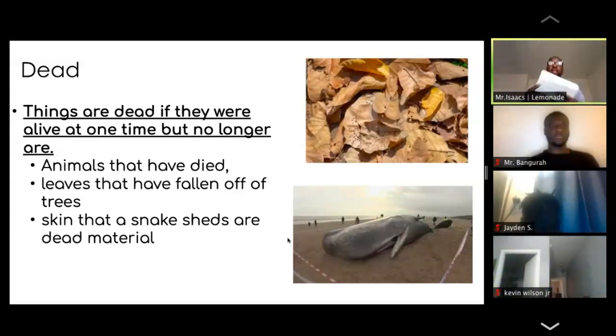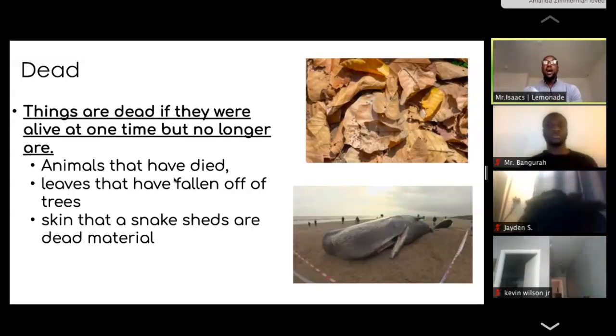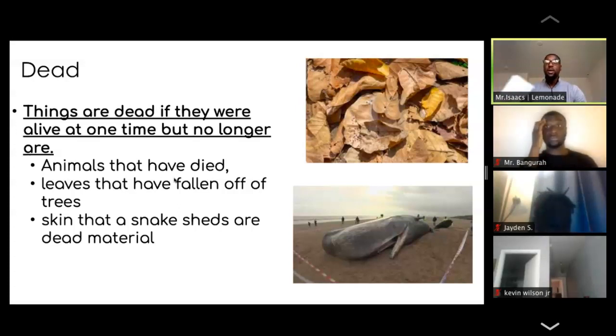So some examples of things that went from being living things to dead are animals, right? Animals that have died are considered dead. Leaves that have fallen off of trees are considered dead. Skin that a snake shed is considered dead material. And if the tree was cut and fell down, that would also be considered dead as well. So the key thing to remember is that things that are dead, they were alive at one point, but they are no longer alive now. Those are considered dead things. Okay.